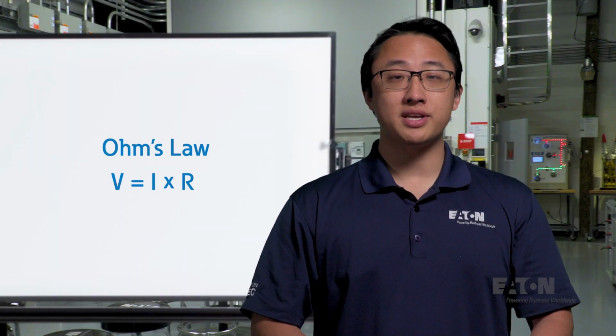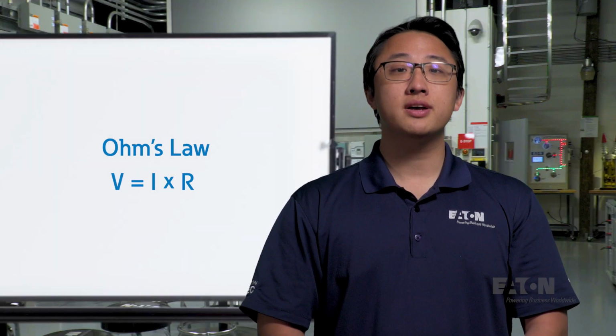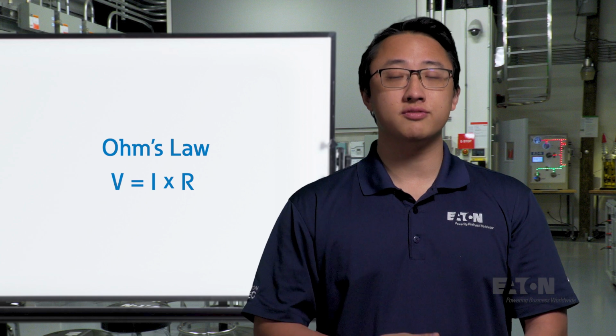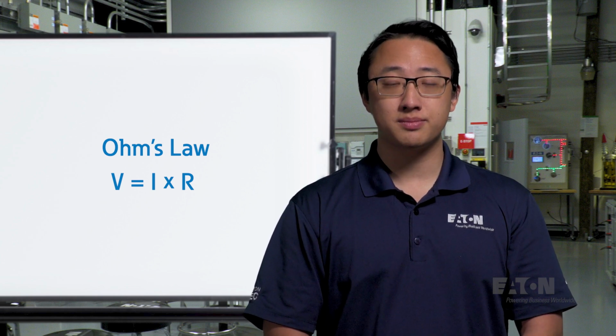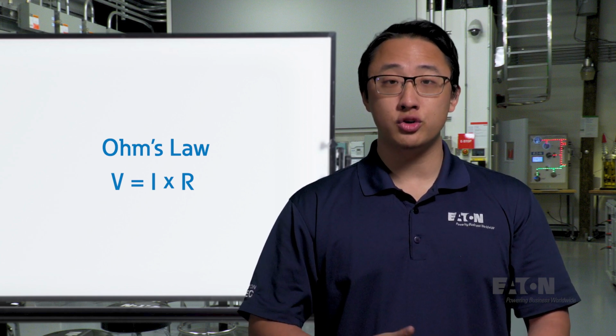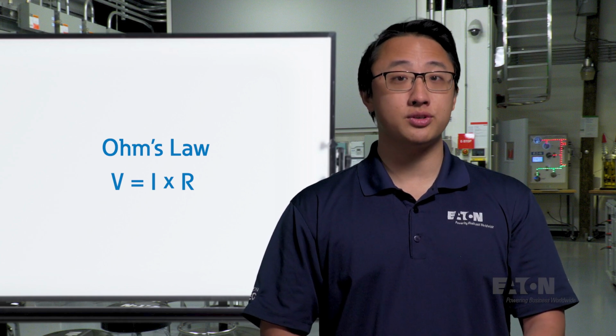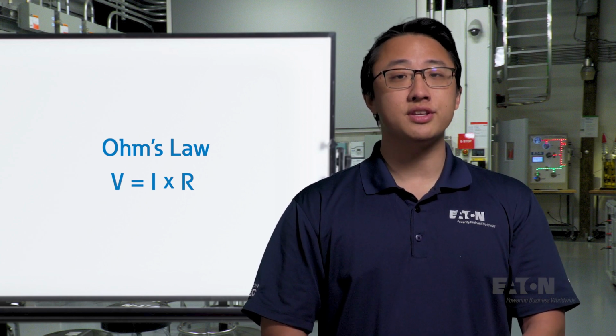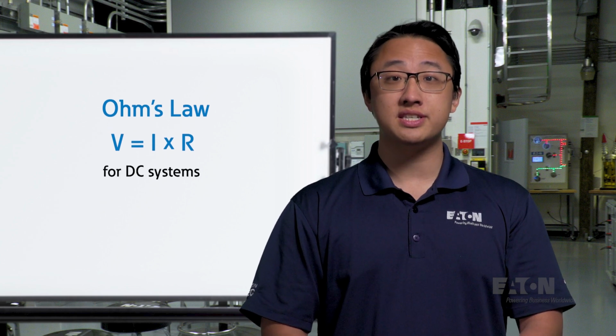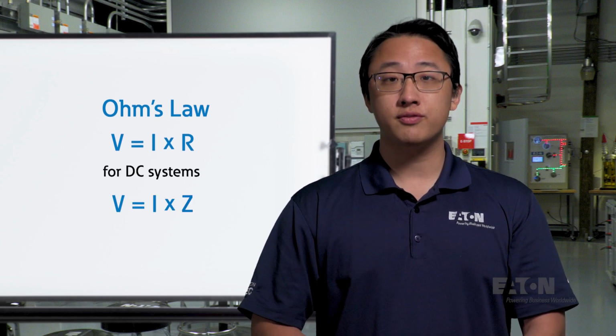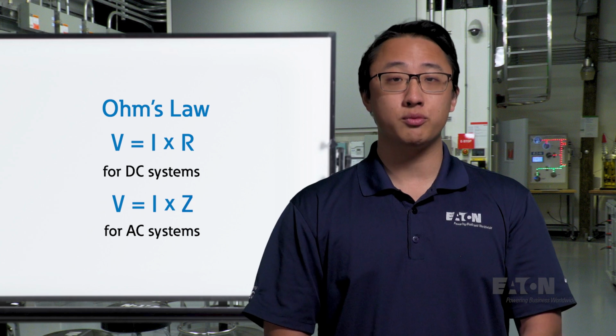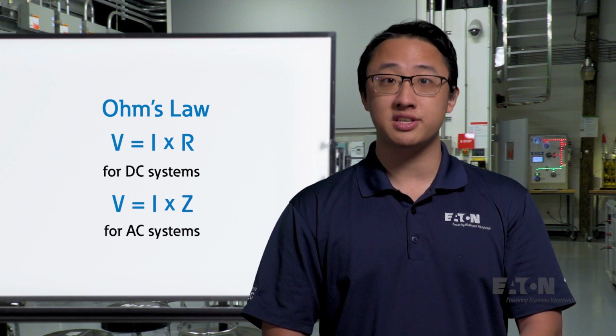Let's start off with something basic and build from there. Ohm's law is a mathematical relation that states voltage is equal to current times resistance. This is a fundamental and extremely useful description that helps us analyze many circuits. The caveat is that this version of Ohm's law only applies to DC power systems. The more complete version can describe AC systems as well, and will replace resistance R with impedance Z.